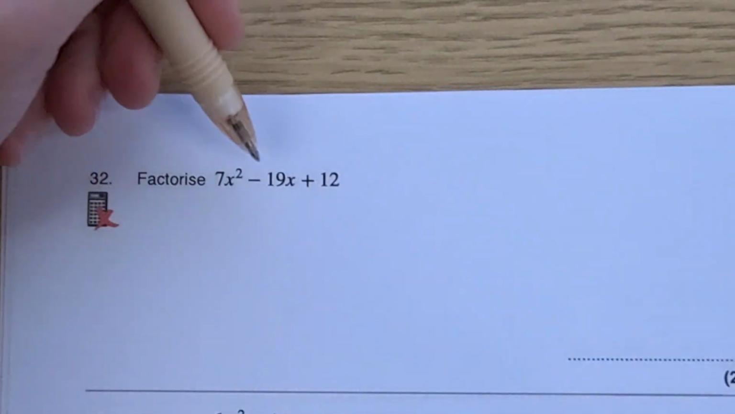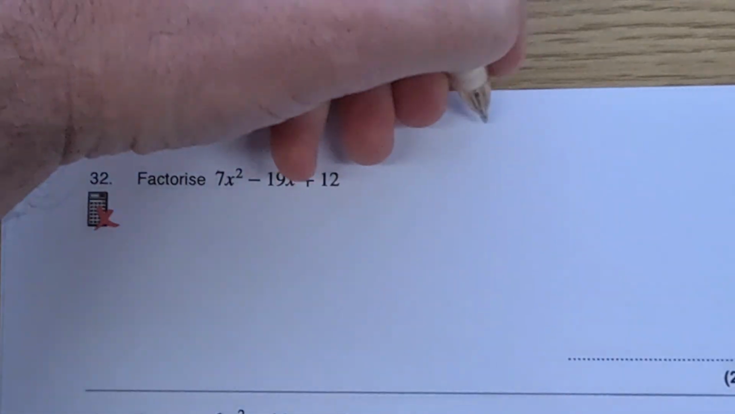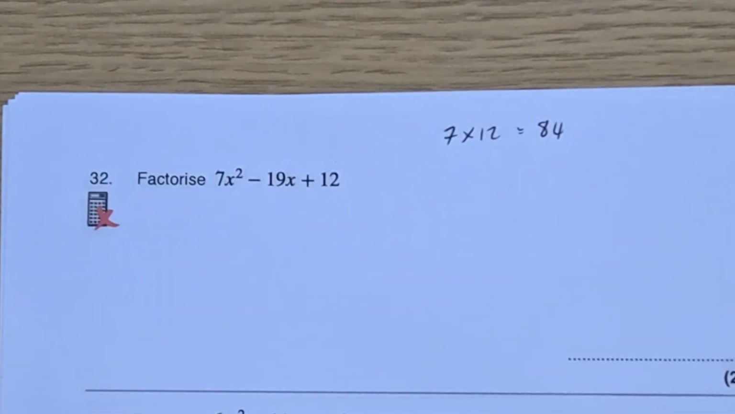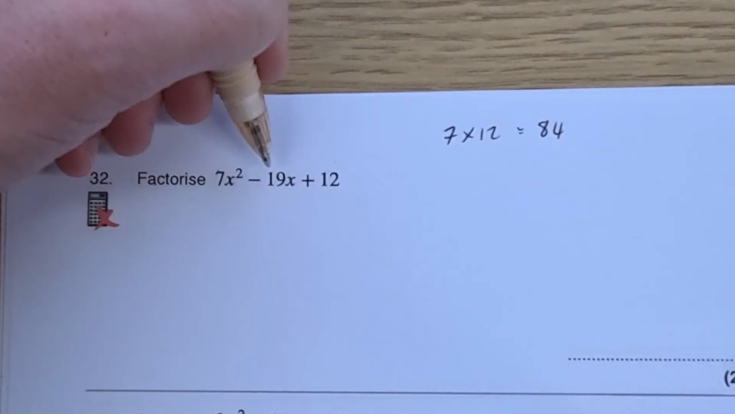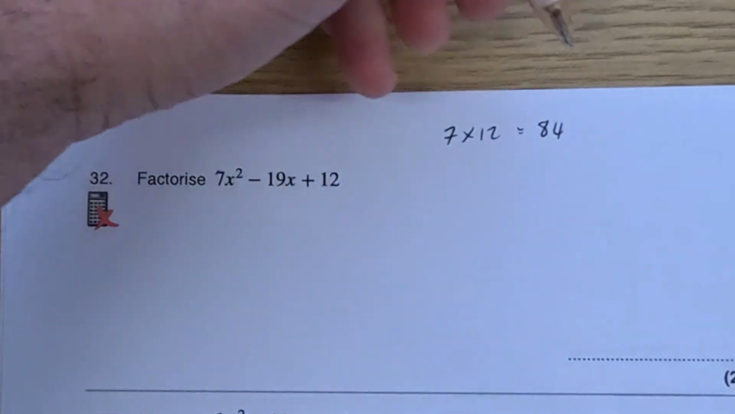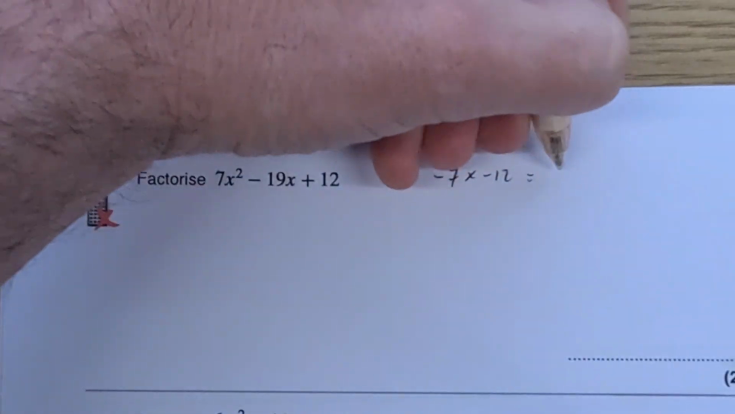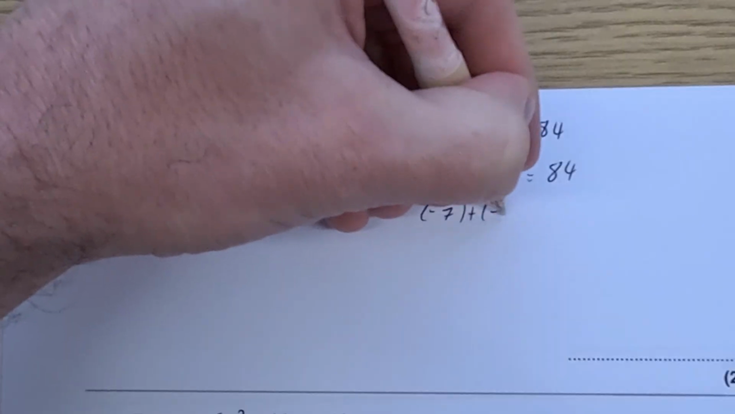If we were to do this question using the split in the middle technique, we would times together the 7 and the 12. 7 times 12 is equal to 84. So we want to find two numbers that times together to be 84, and then whenever we add them, that's equal to minus 19. Because they add together to be minus 19, they're both going to be negative. And 84, I'm thinking 7 times 12. So minus 7 times minus 12, because minus 7 times minus 12 is 84, and minus 7 plus minus 12 is equal to minus 19.